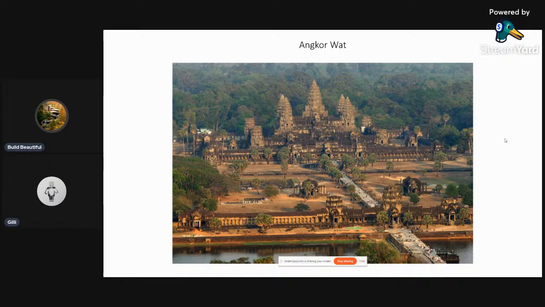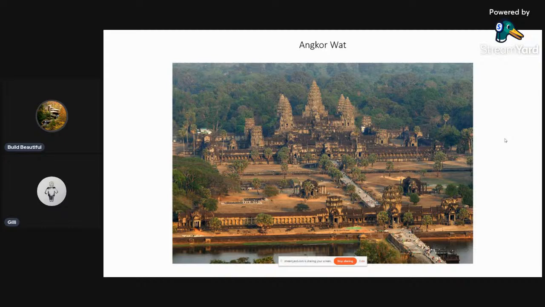So Angkor Wat is in Cambodia. It's the largest temple complex in the world, originally built by King Suryavarman II in the capital of the Khmer Empire, Yasodharapura, in the 12th century, as the empire's official state temple. It was originally a Hindu temple, but got converted to a Buddhist temple at the end of the 12th century. It was originally dedicated to the Hindu god Vishnu.